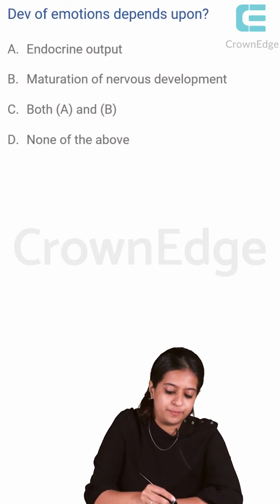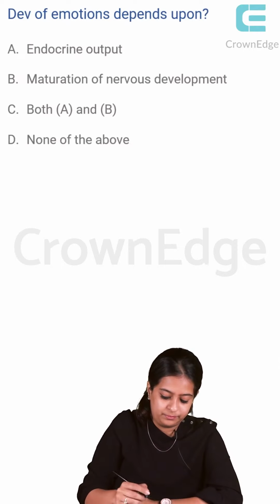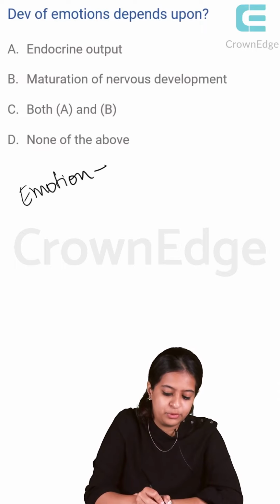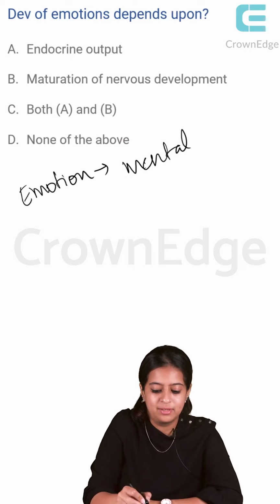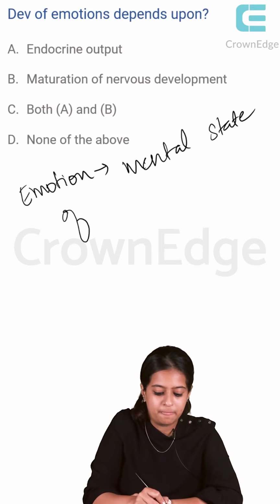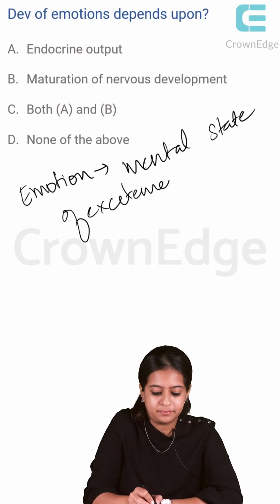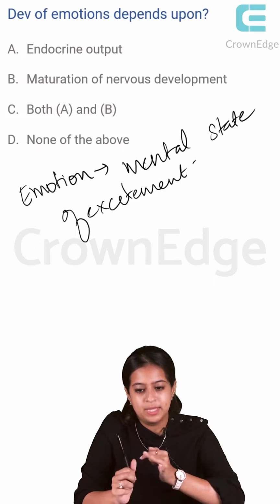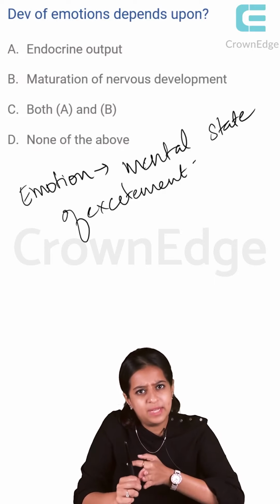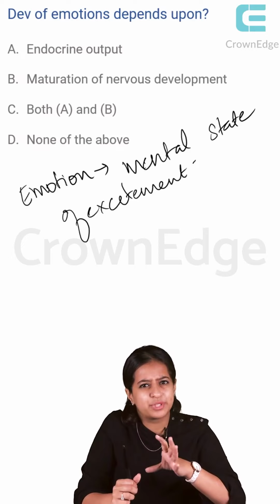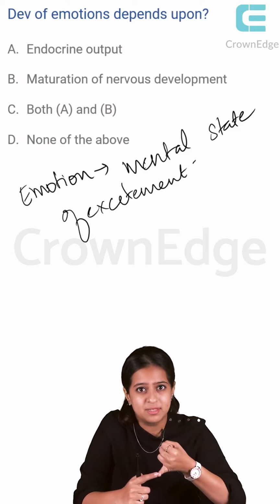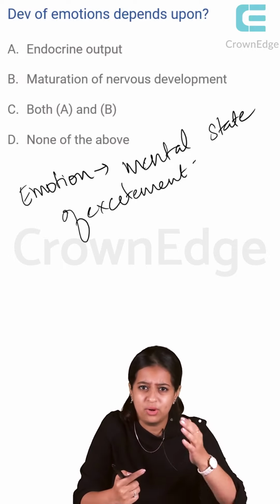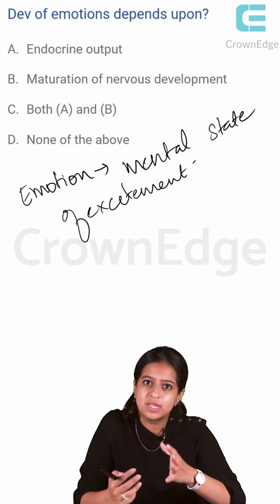So what is an emotion? Emotion is nothing but a mental state of excitement. Okay, so this depends upon the psychological aspect of an individual, the behavioral changes of an individual, and the feelings of an individual. So what do you think an emotion is? Any emotion can be either happiness or sadness, grief, anxiety, fear, anything. All these, worry, distress, all these things are part of emotion.